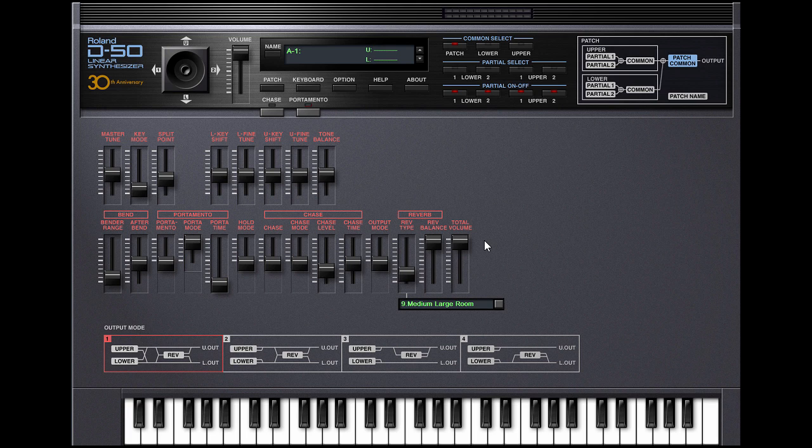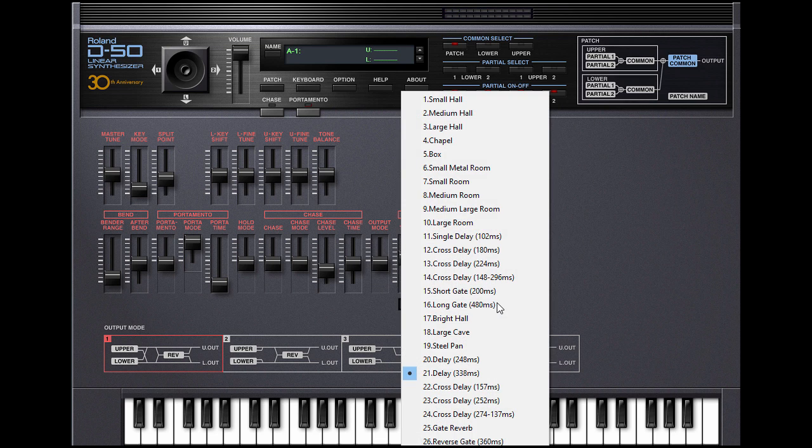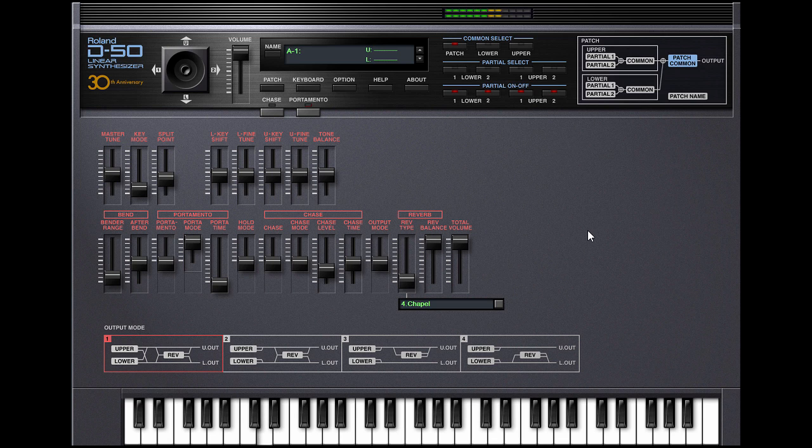The reverb section has a large selection of algorithms that you can choose from with the reverb type slider. You can choose a dry or wet sound with the reverb balance slider. Here are all the algorithms. The total volume is the same as in the panel.